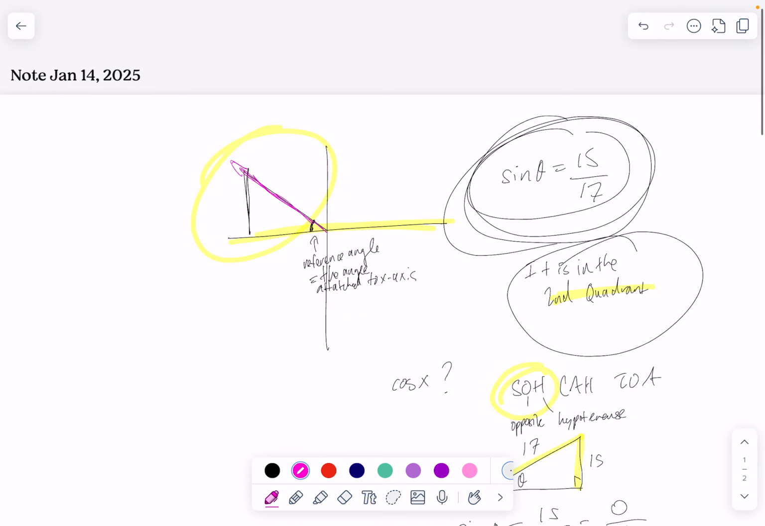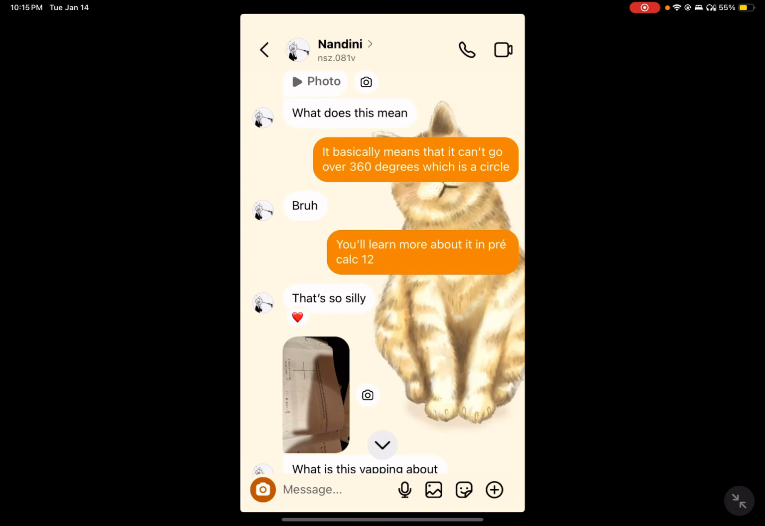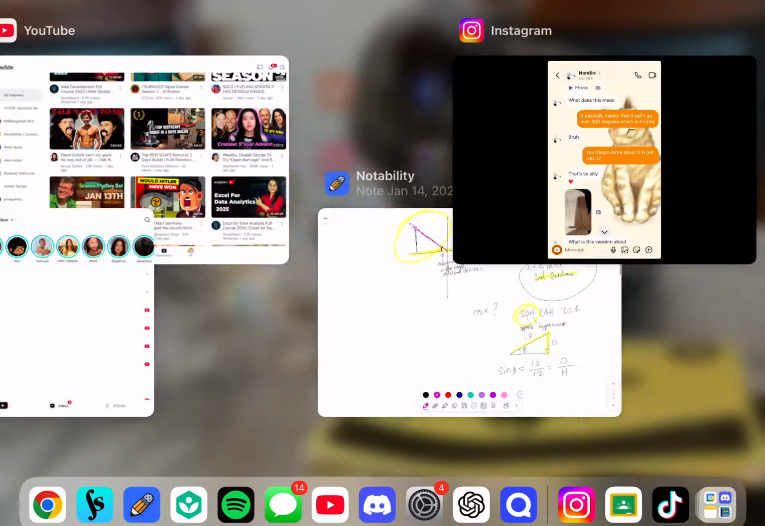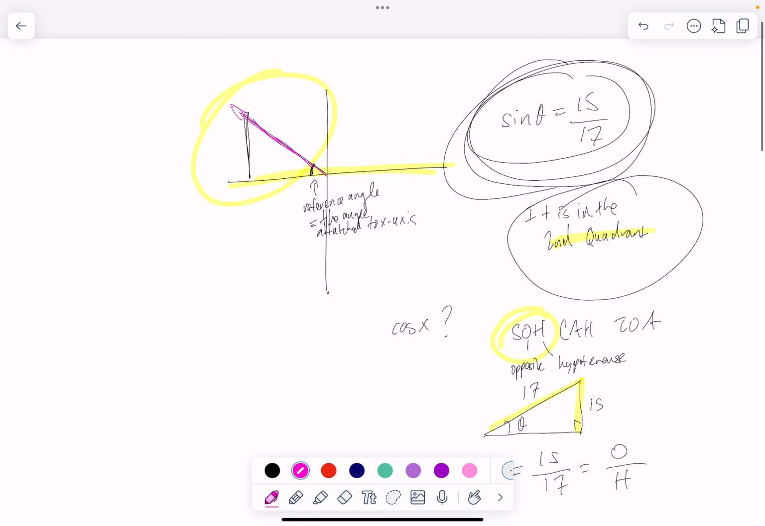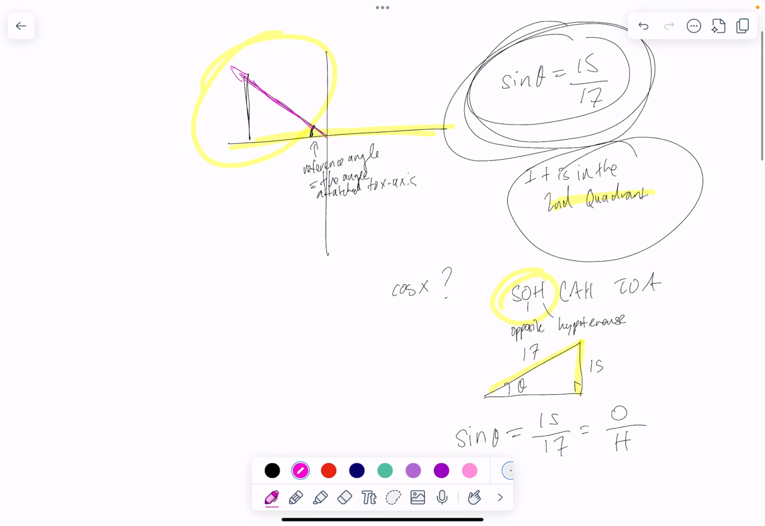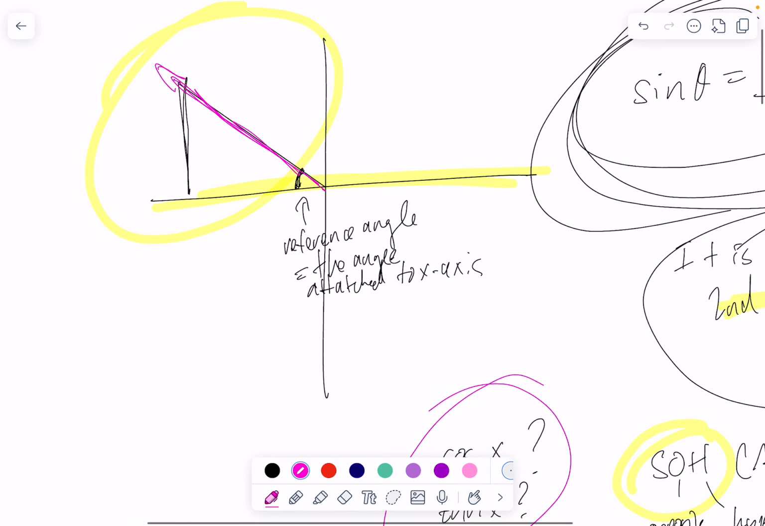Now I need to figure out. Wait, actually, what was the question again? Holy moly. Solve for cosine and solve for sine. Wait, no, never mind. Just solve for the exact values of the other two primary trigonometric ratios. Okay, so we do have sine x. Now we're trying to solve for cosine x and tan x. Those are the two things we're trying to solve for. So how can we do that?